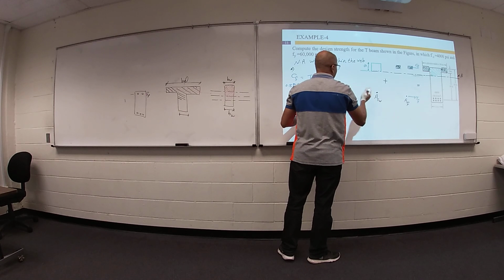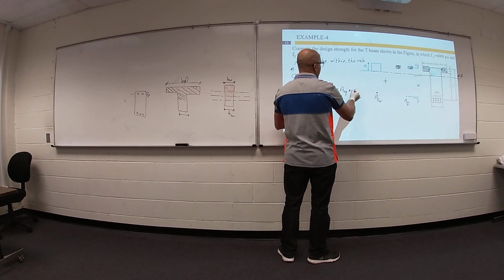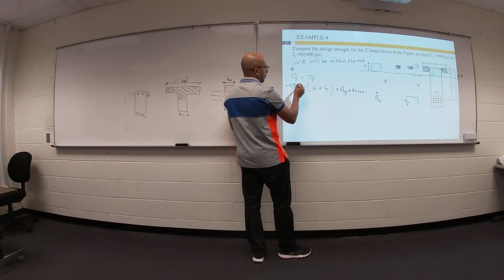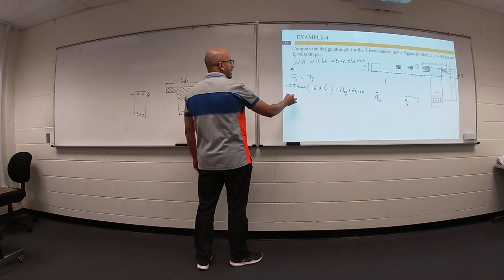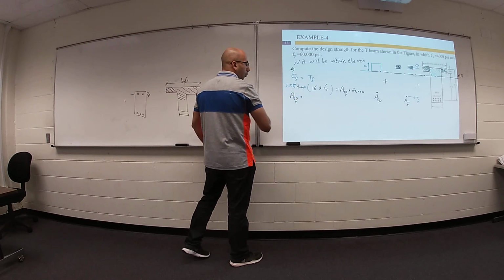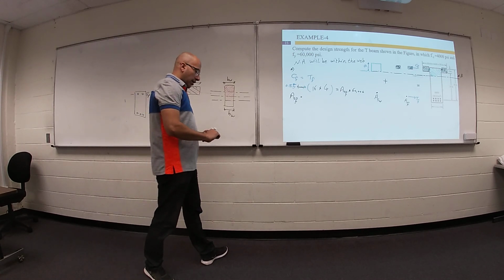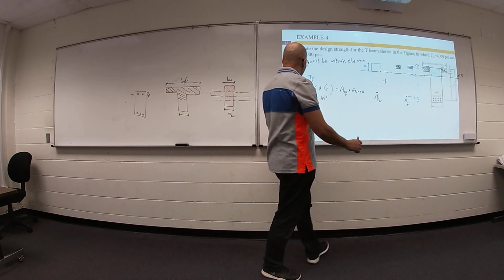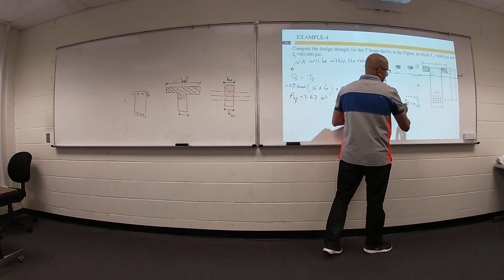I don't know what the area steel flange is, but I know the value of f yield, 60,000. Please put in your f prime c, 4,000. The only unknown in this equation is your area steel flange. What is the value of your area steel flange? 3.63. 3.63 inch square. So this area steel flange equals 3.63.